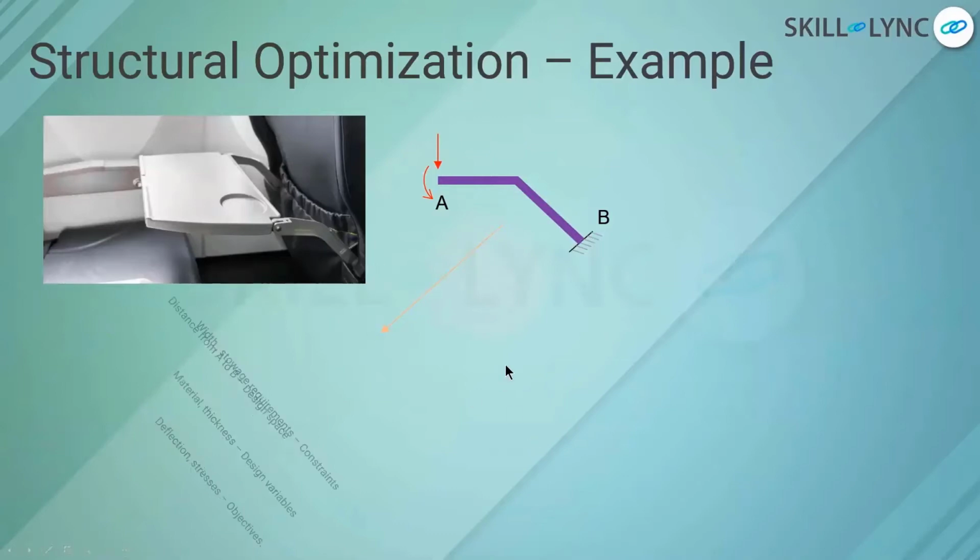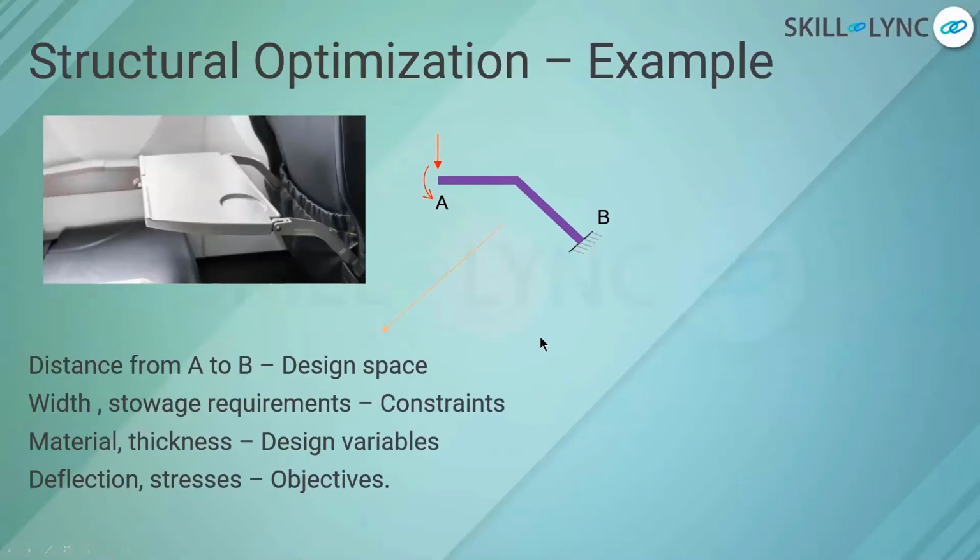Then you have to define the problem. In this case, for the optimization, we say that the distance between A and B can be termed the design space. That is the design space where you want to design the bracket or the arm within that distance. And the width and the stowage requirements. So what is the width of that? And what are the stowage requirements? Because it is not going to be like this all the time.